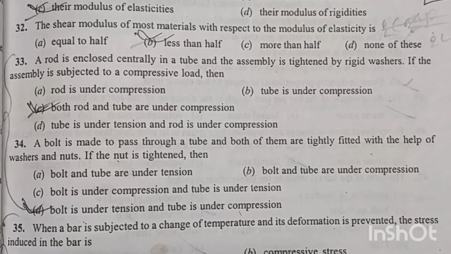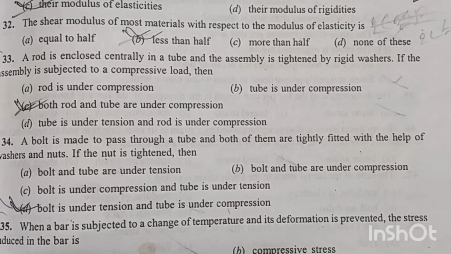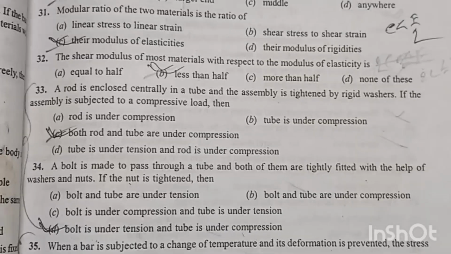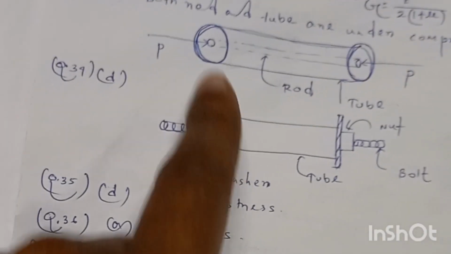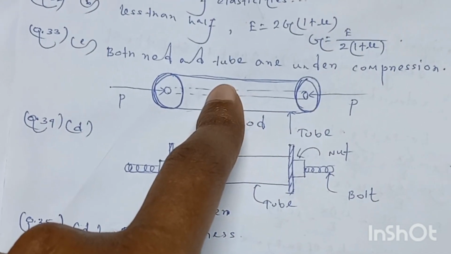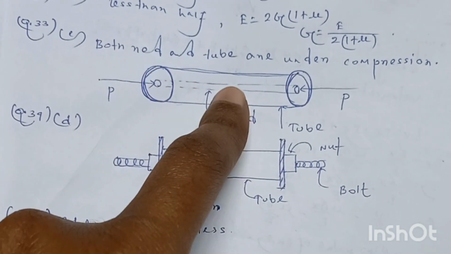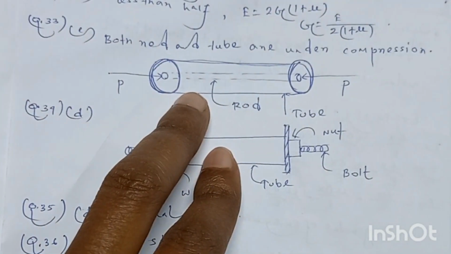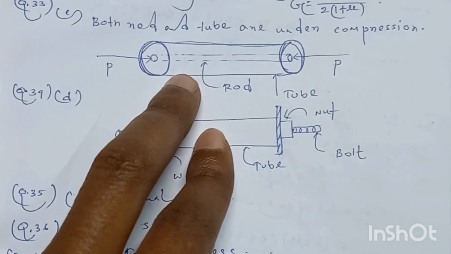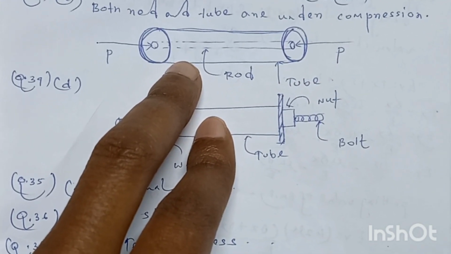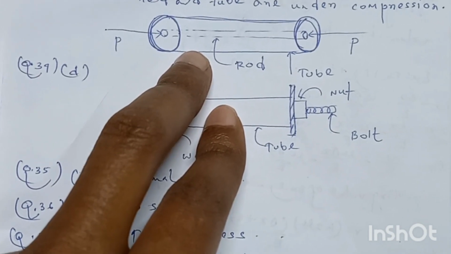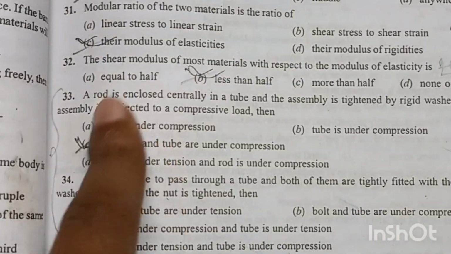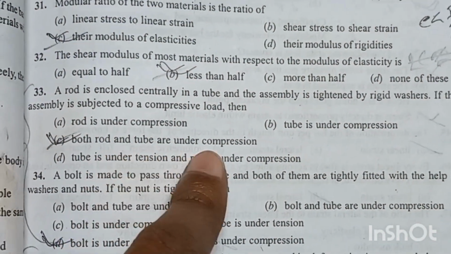A rod is enclosed centrally in a tube and the assembly is tightened by rigid washer. If the assembly is subjected to a compressive load, then friends, look at the scenario. The diagram. This is the rod enclosed centrally in a tube. This is tube, and this composite section is subjected to a compressive load. So both the tube and rod will be under compression. So option number C is correct. Both rod and tube are under compression.